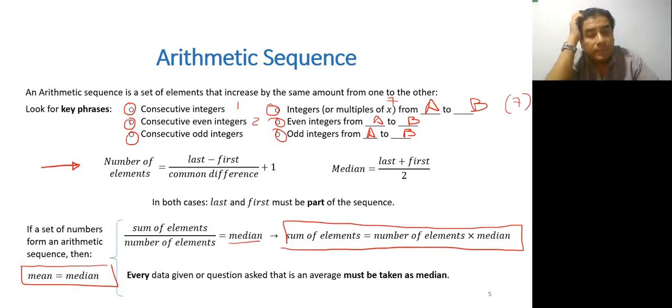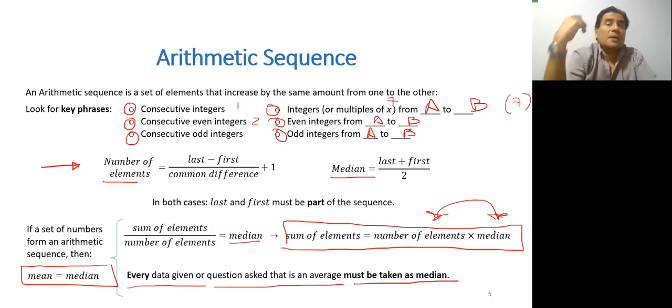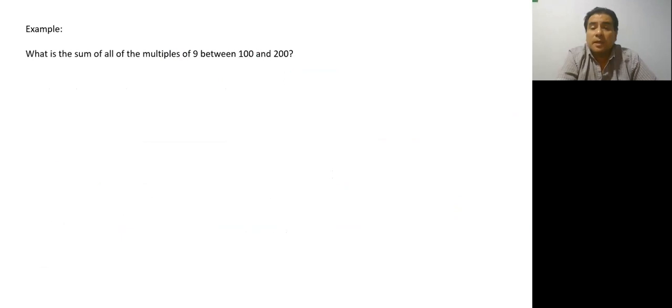Okay, this is how you can quickly calculate the number of elements and the median of this sequence, and just by multiplying these two values, you can get a sum in no time. Remember that even though they're not asking you to calculate the sum of terms in the sequence, you can still consider that every data given or question asked that is an average must be taken as a median. Median and the average are equivalent in an arithmetic sequence. So let's talk about an example.